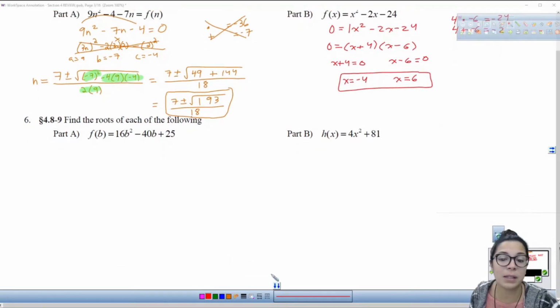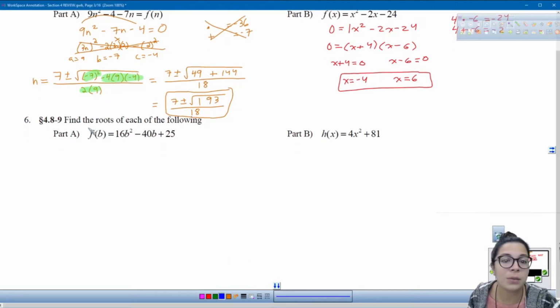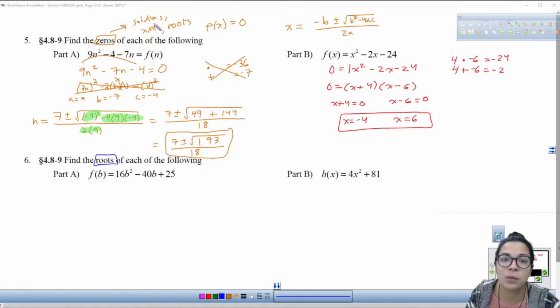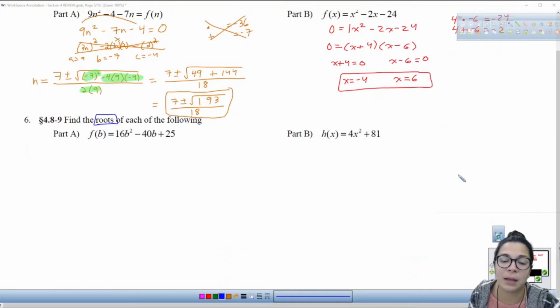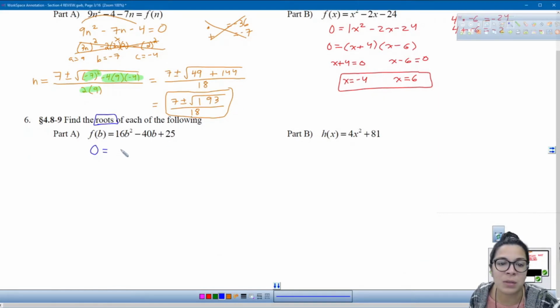Okay, let's move on to number 6. On number 6, we're finding the roots, right? So that means that we are finding the zeros, we're finding the x-intercepts, we're finding the solutions. Remember, solutions, x-intercept, roots, zeros, these are all talking about the same thing. So again, we are setting f of b, the output, to equal 0, and we are trying to solve this one.